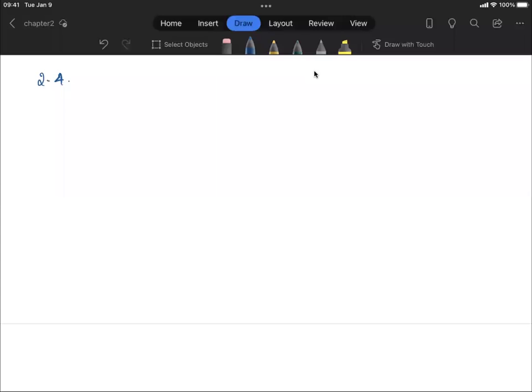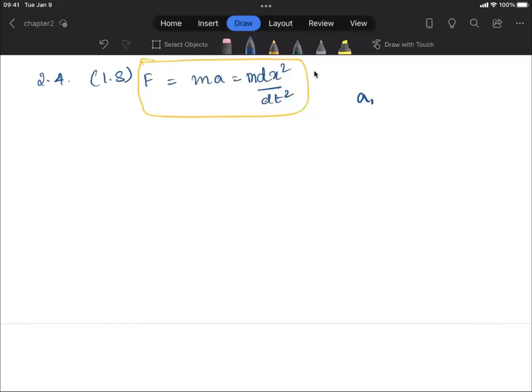For each of the choices of F in Newton's second law, given in equation 1.8. So this is equation 1.8. Now, we need to classify whether this is a linear or a nonlinear differential equation. And A, B, C, and K are all constants.